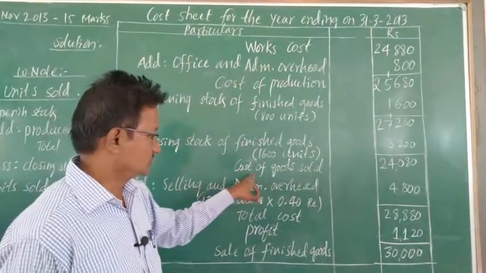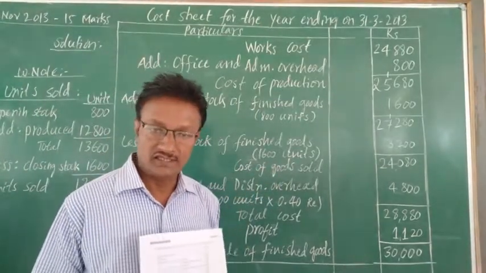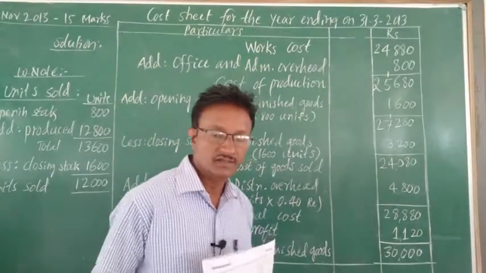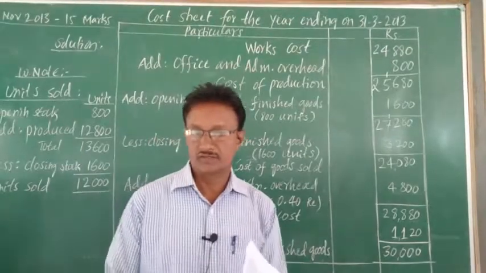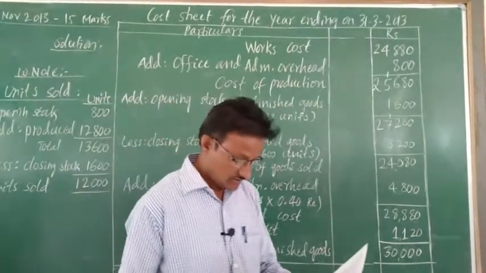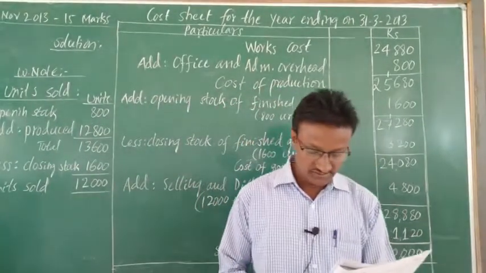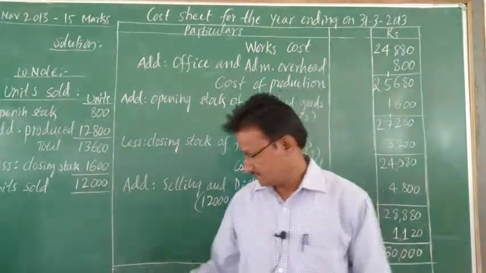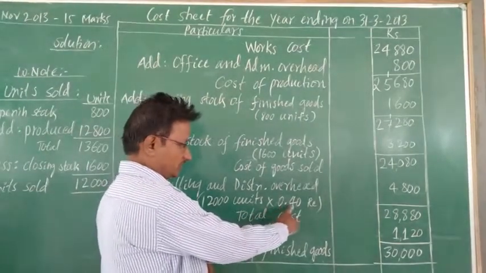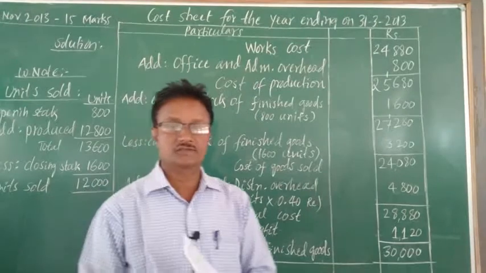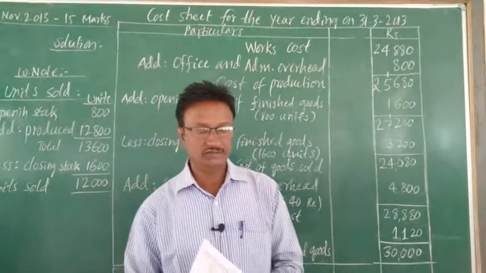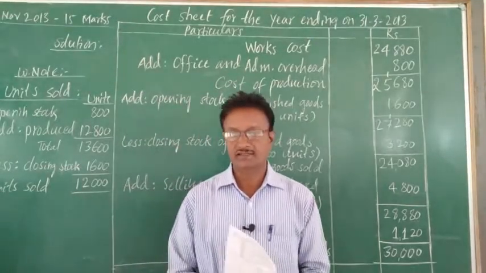To the cost of goods sold, we have to add selling and distribution overhead to get the total cost. So how many units are sold? Here there is no information, because the selling and distribution overhead is given in the problem as 0.40 per unit of product sold, but there is no information about how many units are sold. It is the hidden figure.